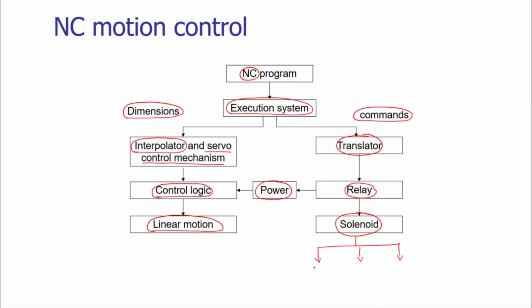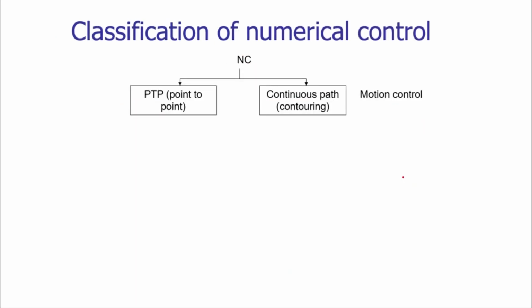It may be utilized for the door open and door close. It may be utilized to make the motor of the hydraulic pump on, coolant operations, the pneumatic operations, and the tool change operation. So a variety of auxiliary operations will be controlled by the solenoid, and that would be based upon the commands given by the execution system.